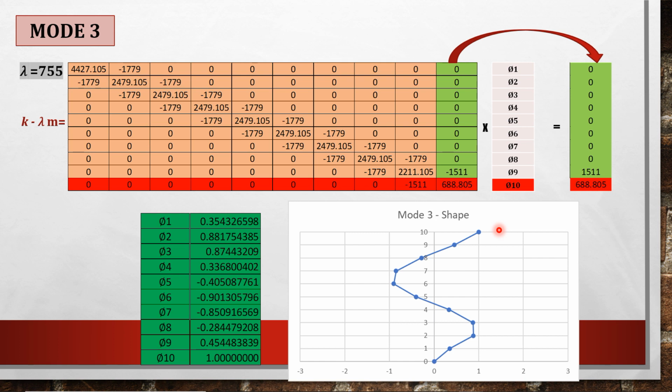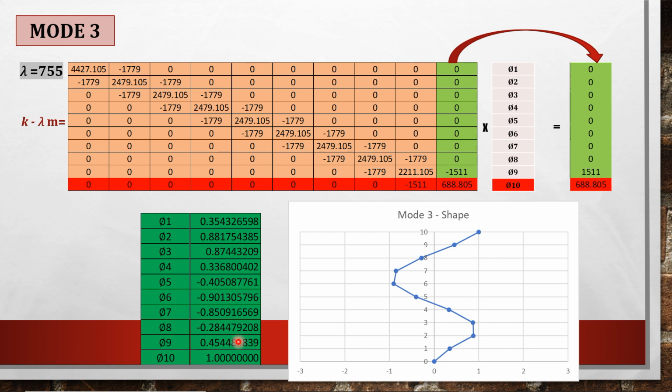We just plug in lambda here. That is all we will do until we reach mode 10. In solving all of mode 1 to mode 10, that is our process. This is the characteristic equation. We plug in this lambda of 755 here. Whatever the value of lambda is for the mode we are solving, until the 10th floor. We assume that eigenvector 10 is equal to 1, then we can solve for the rest of the eigenvectors.